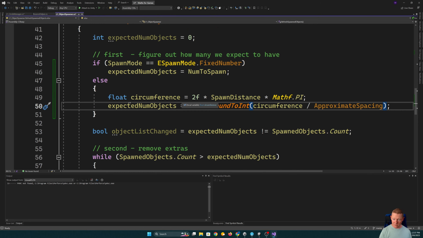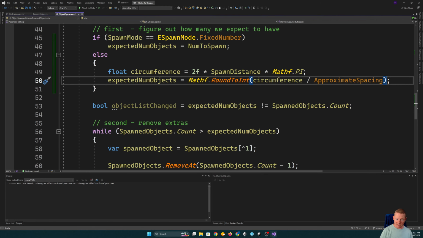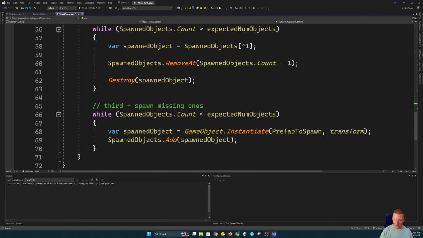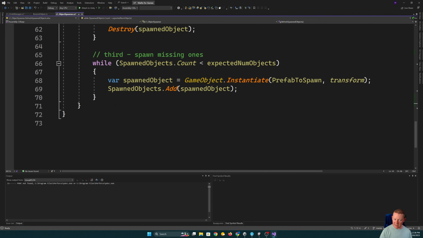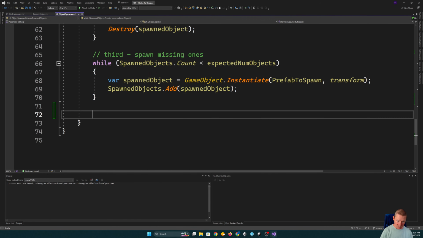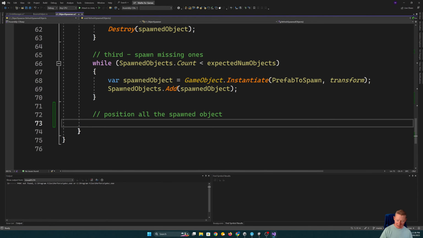So, okay, we've figured out the spacing there. Now the destroying and the adding, all of that is happening. All we need to do is position the objects, so position all the spawned objects. We've handled the instantiation, everything like that. We're just placing them where we need to. And we already know sine and cosine can be used for this.